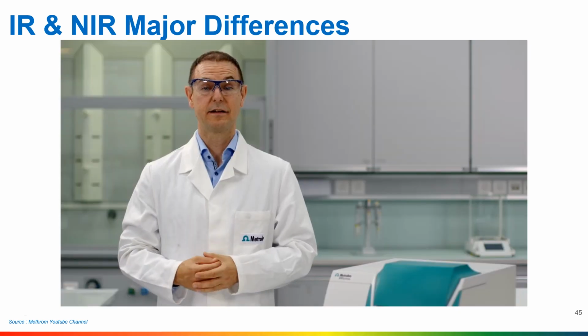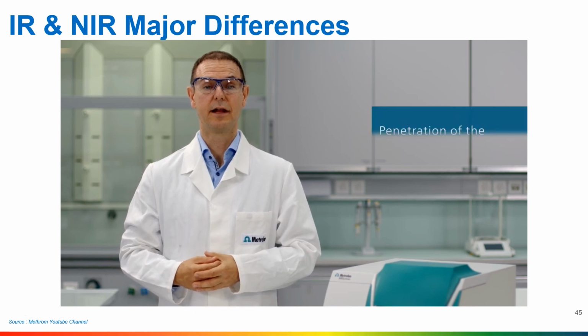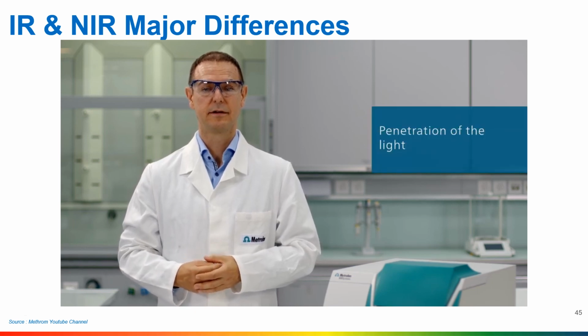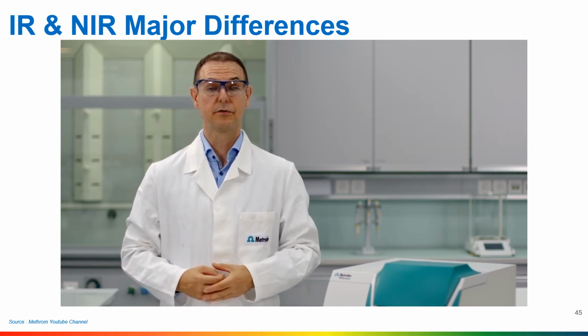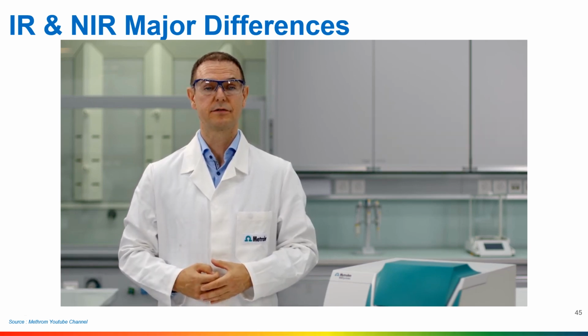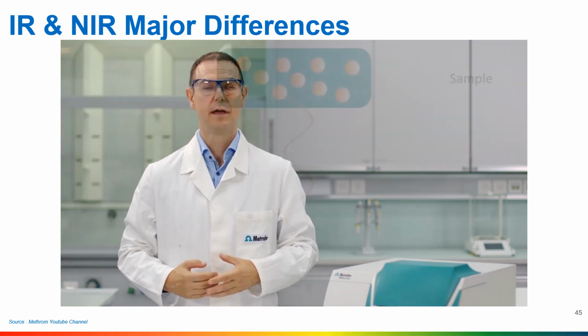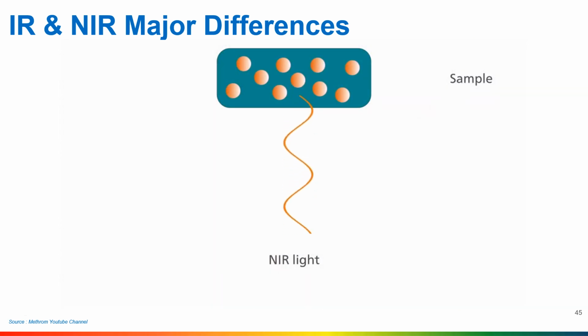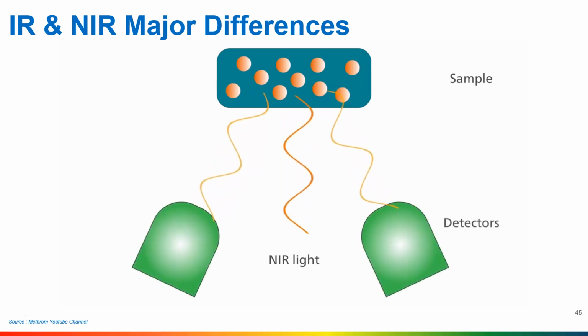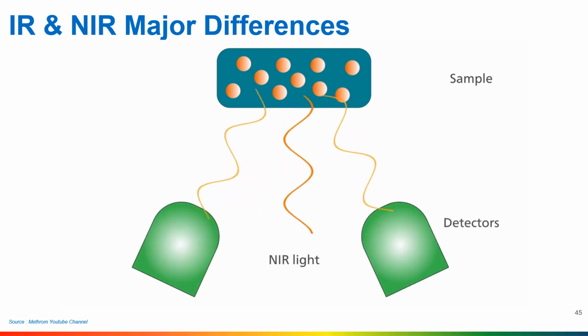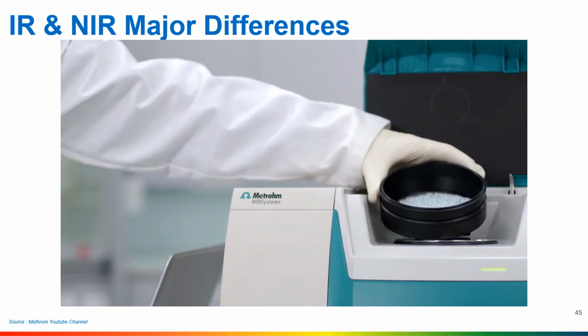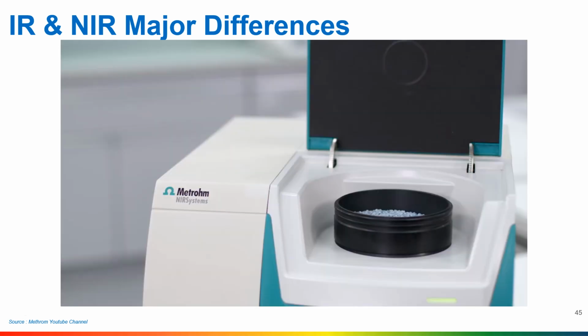Now for the second difference between IR and NIR spectroscopy, the sample penetration by the light. Often, it is only possible to collect information about the surface of a sample when using IR spectroscopy. NIR light, on the other hand, is of higher energy and therefore penetrates deeper into the sample. This makes NIR spectroscopy the ideal choice for studying heterogeneous samples, as information can be collected from a larger sample area in this situation.